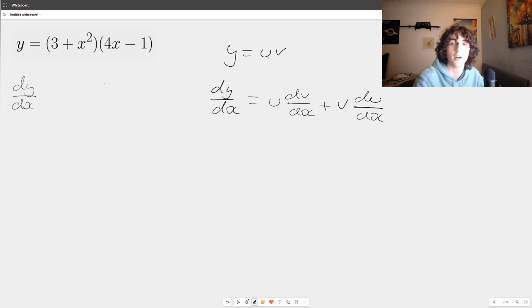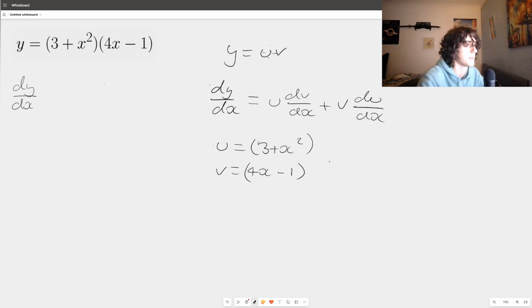So we're going to start with finding out what our u and our v terms actually are. It doesn't matter which way round these are, since they're both multiplied together. So our u is going to be our 3 plus x squared, and our v is going to be our 4x minus 1. We're then going to find the differential of our u term, so du by dx.